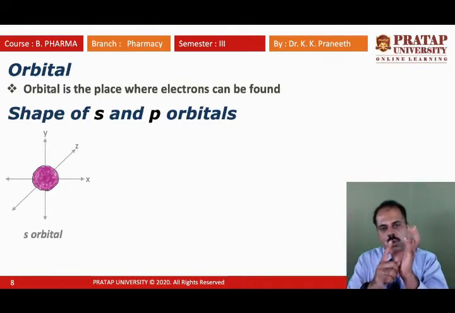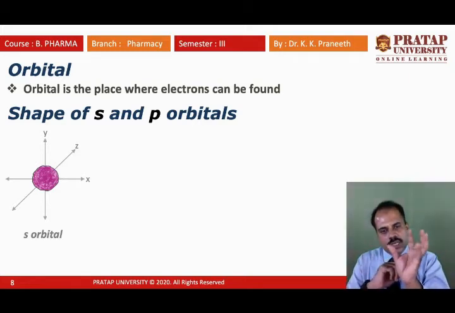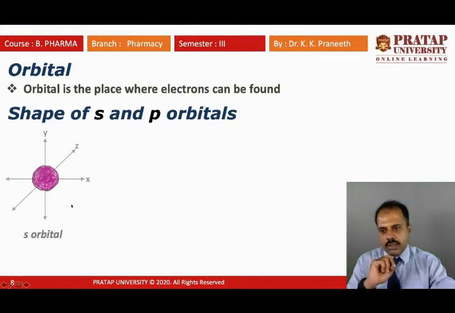So a maximum of 2 electrons can go in an S orbital, right? Only 2 electrons can be accommodated in an S orbital. It has a spherical shape, so it is a spherical structure. So that is the S orbital. What about the p orbitals? What is the structure of the p orbitals?